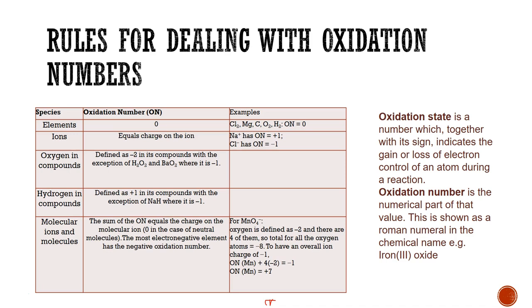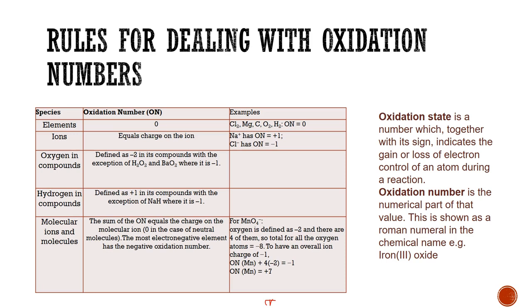So these are our rules. Essentially, we need to follow these rules. If we follow these rules, we'll always be able to work them out. So let's have a look. Anything in its elemental form, okay, so Cl2, O2, H2, N2, they will always have an oxidation state of 0. Carbon, magnesium, your uncharged solid metals always have an oxidation state of 0.